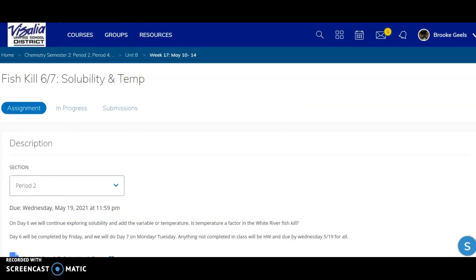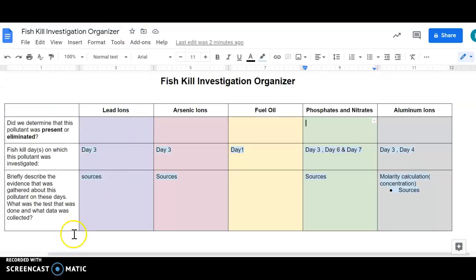And then 8 and 9, you will wrap up with acids and bases and see how those affect the solubility as well and the pH and how that affects the fish kill. So you'll put lots of evidence here in the bottom, and that's what will help you the most.